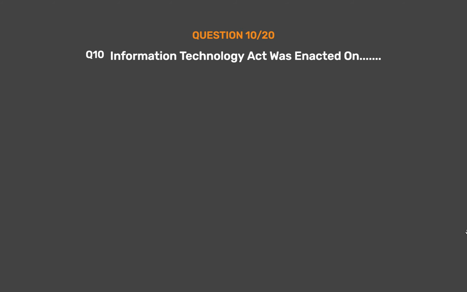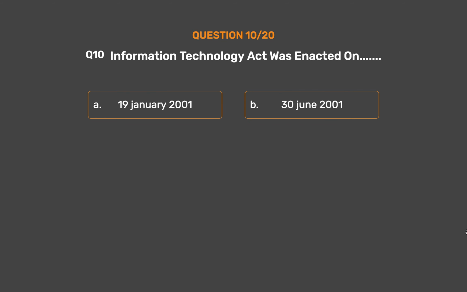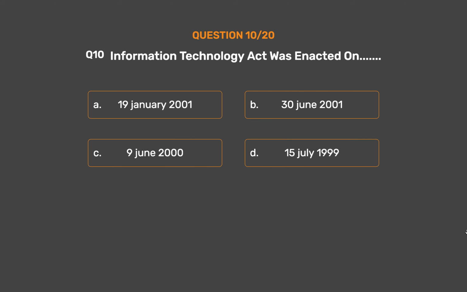Question number 10. Information Technology Act was enacted on Option A, the 19th of January 2001. Option B, the 30th of June 2001. Option C, the 9th of June 2000. Option D, the 15th of July 1999.